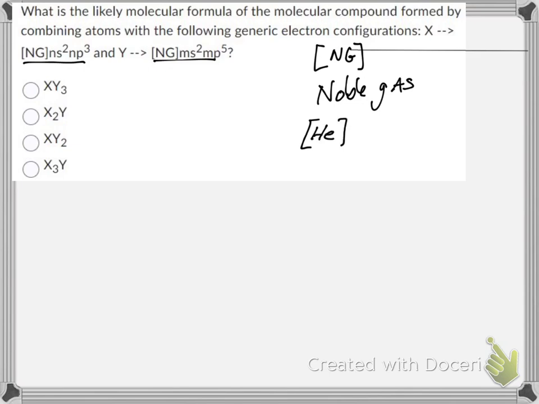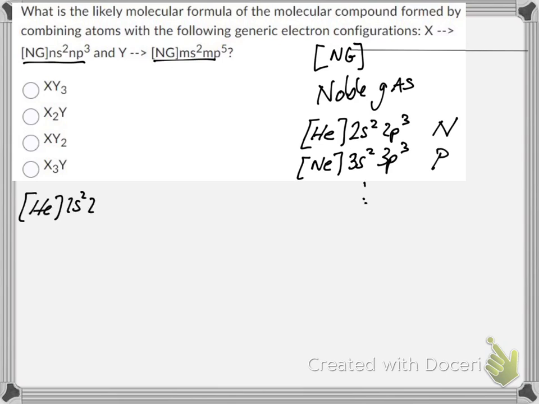If we start with the first noble gas, helium core, and when n equals 2, it looks like that, and that's our friend nitrogen. Then we have neon, 3s2, 3p3, when n equals 3. We have phosphorus, and on and on. And for Y, starting with helium, n equals 2, we get fluorine. And then neon when n equals 3, we get chlorine.